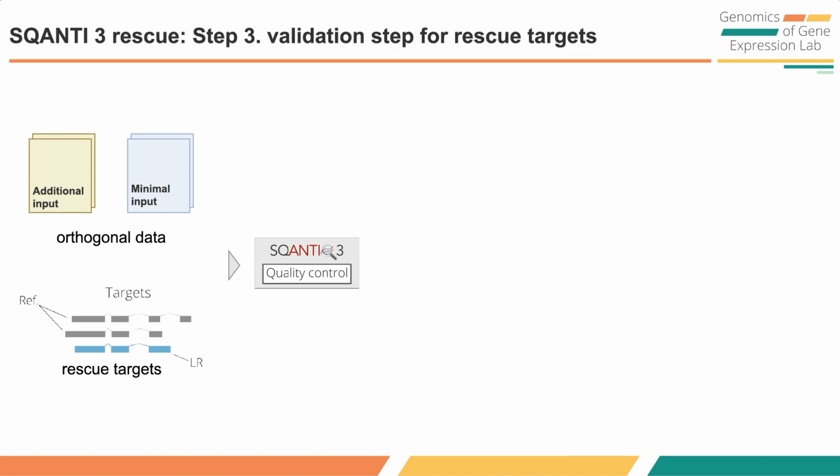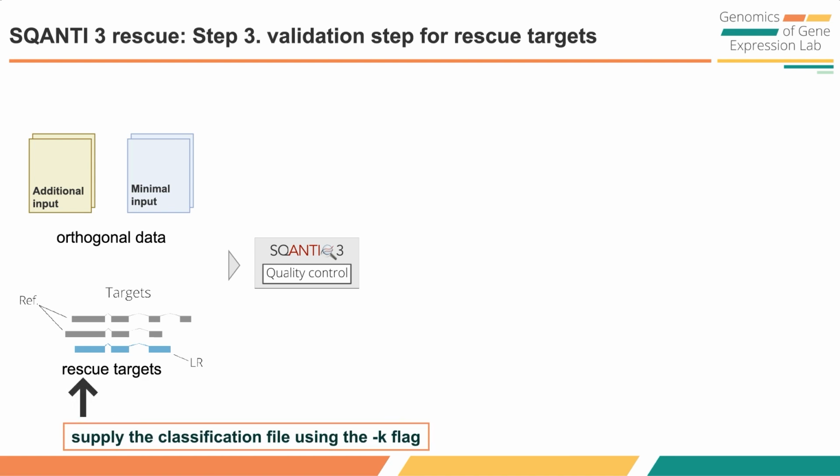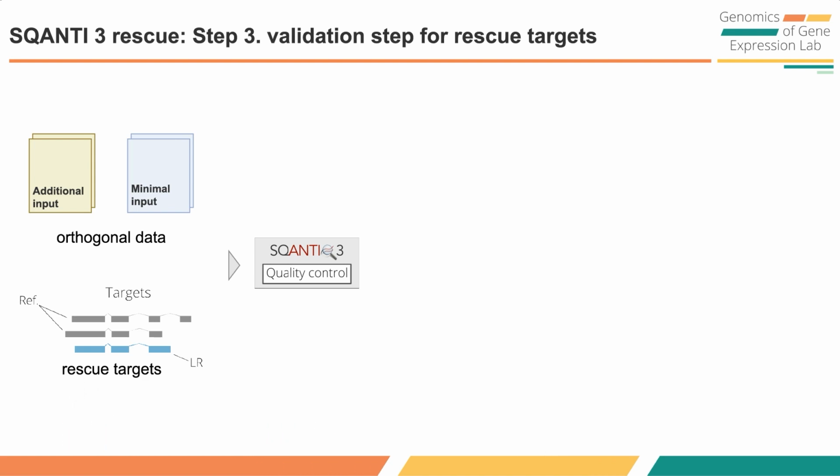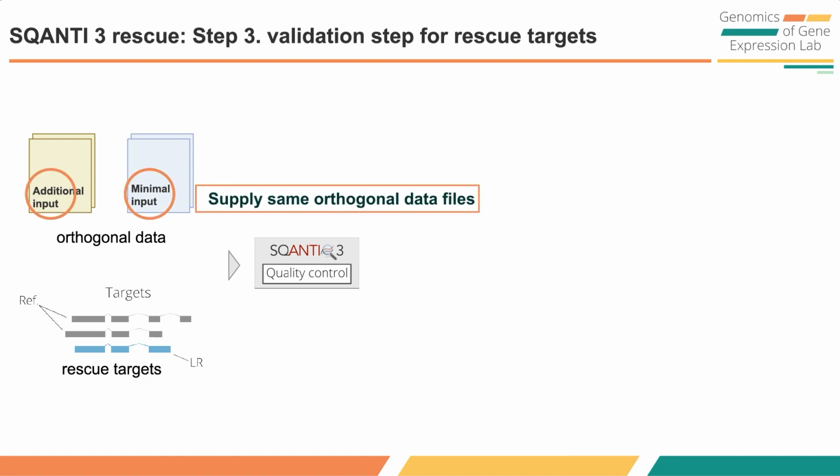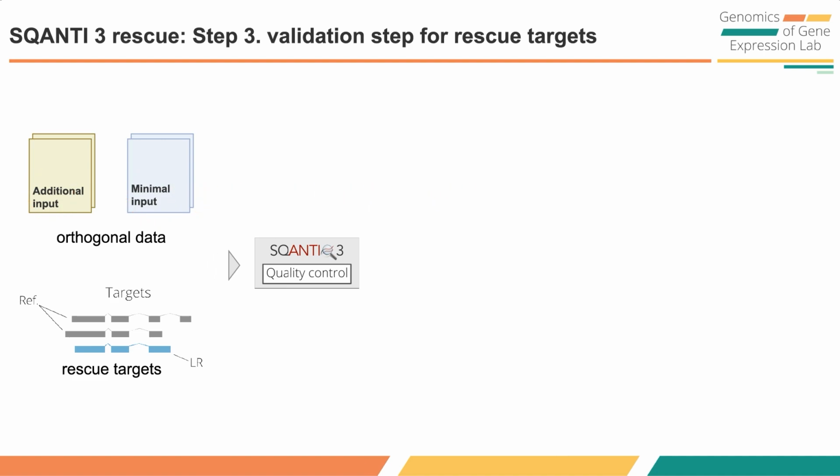To validate our reference targets, we first need to run SQANTI3 quality control on the reference transcriptome and supply the output classification.txt file to SQANTI3 rescue using the K flag. It's essential to use the same orthogonal data files as when running SQANTI3 quality control for the long-read transcriptome, as the rescue strategy is based on the assumption that the same evidence is required to validate all rescue targets.